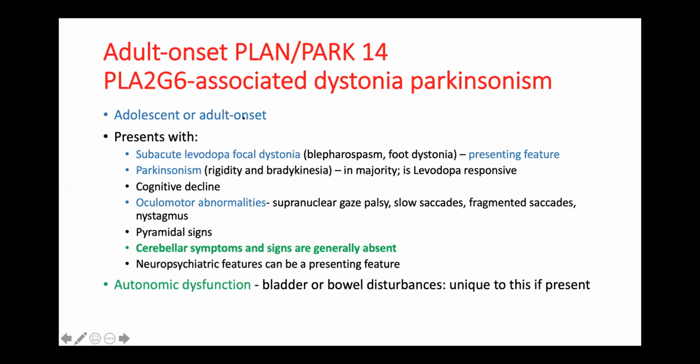The adult onset PLAN is either adolescent or adult onset. They present with subacute onset levodopa-responsive focal dystonias, either in the form of foot dystonias or blepharospasm. Parkinsonism in the form of rigidity and bradykinesia is seen in the majority of them, which is levodopa responsive in the initial part of the illness. Cognitive decline occurs slowly, and oculomotor abnormalities in the form of supranuclear gaze palsy are also seen. Cerebellar symptoms and signs are generally absent, even though you might find there is cerebellar atrophy on the neuroimaging. And autonomic dysfunction is unique to this presentation.